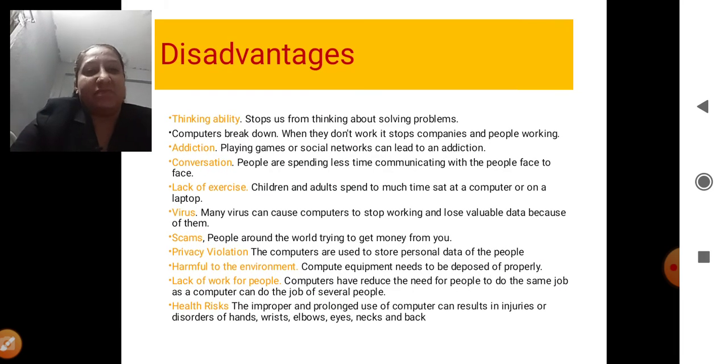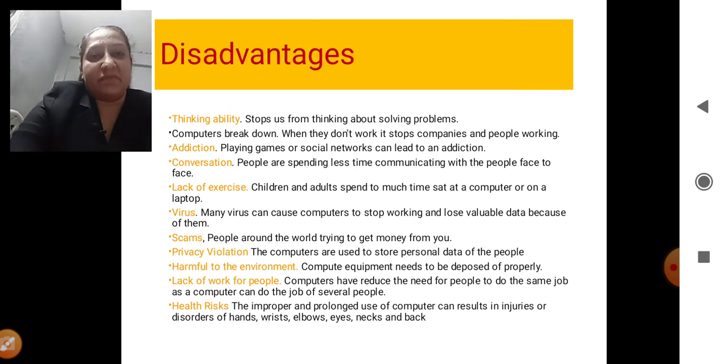Of course there are some disadvantages also. We have stopped thinking at all. I know the computer will give me a solution for everything. Wherever I get stuck, I will open Google and take the help of Google. So we have become pathetic. We have stopped thinking at all. Wherever we face a problem, of course Google is there. So we have stopped thinking.